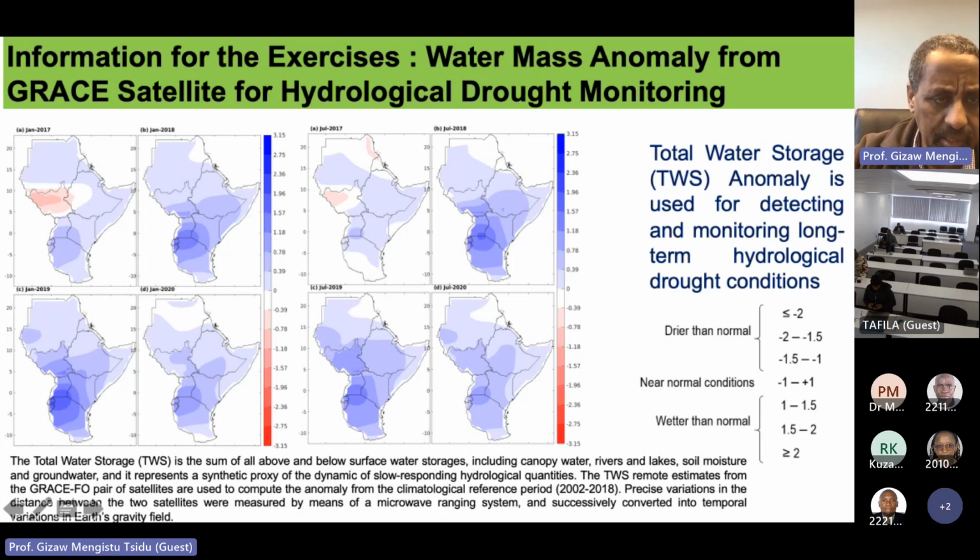This is an example from a presentation I gave somewhere in another talk. You can see clearly the blue ones are where you have excess water storage, and the red ones are where you have deficit water storage. So this is for East Africa. Unfortunately, I haven't done it for the Southern Africa region, but you can go and try them on the platform I'm going to provide you.